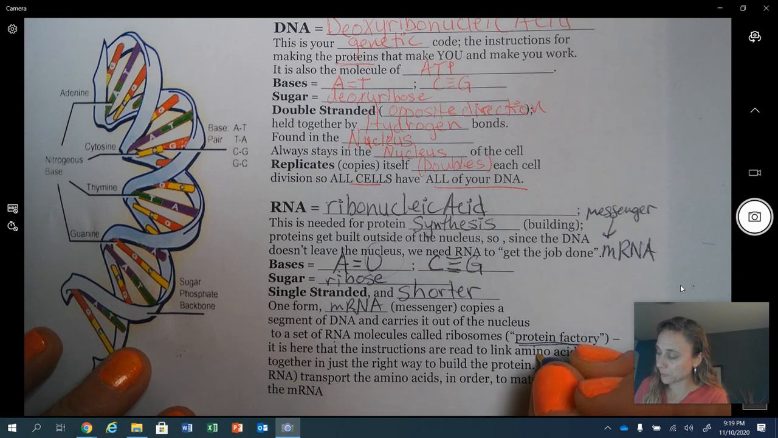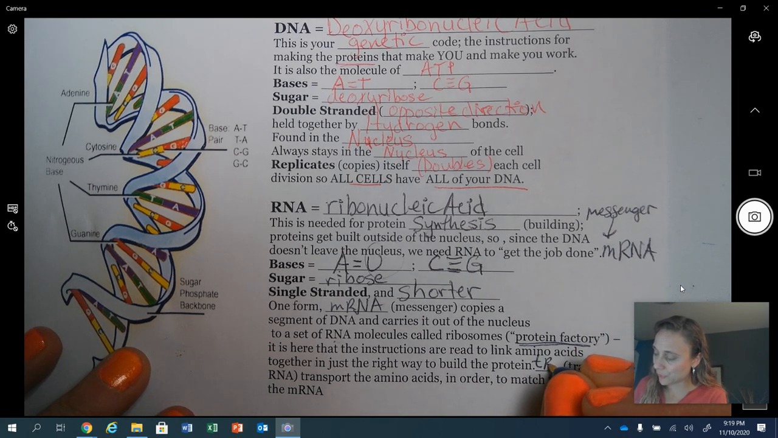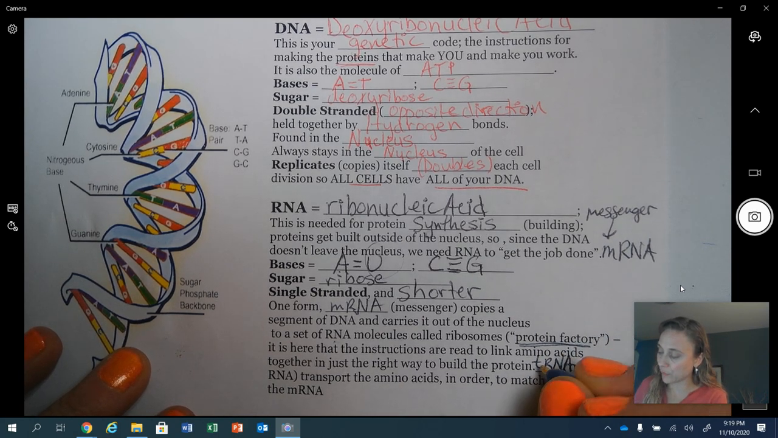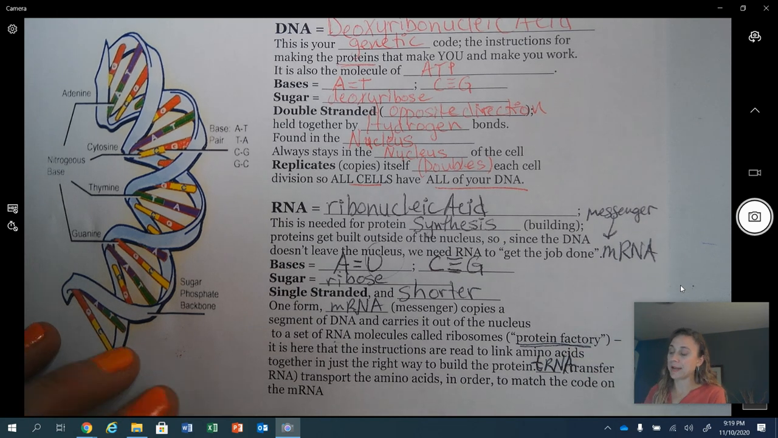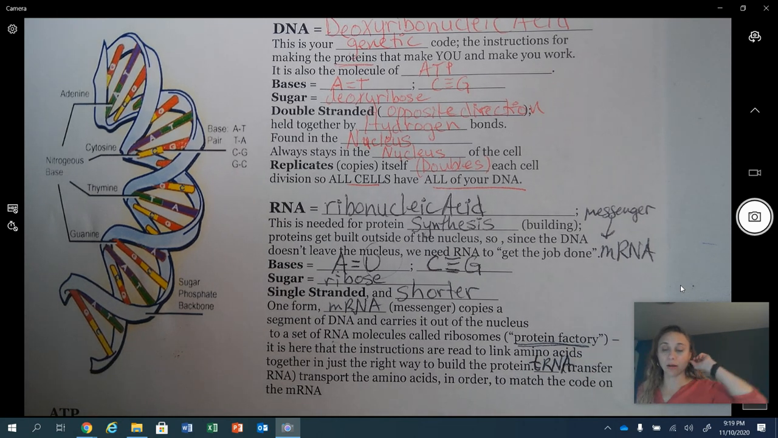tRNA, that's what's supposed to go there. Transfer RNA, that's what that T stands for. It's made out of RNA, and it transports the amino acid to the 3-pair codon. It takes 3 base pairs, 3 nucleic acids, to code for 1 amino acid.